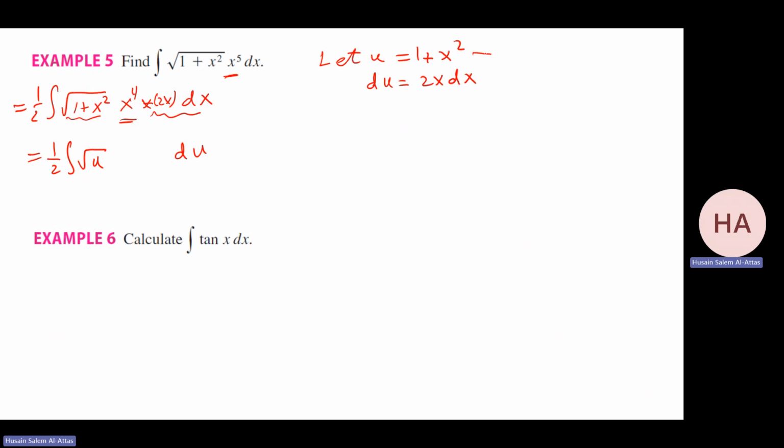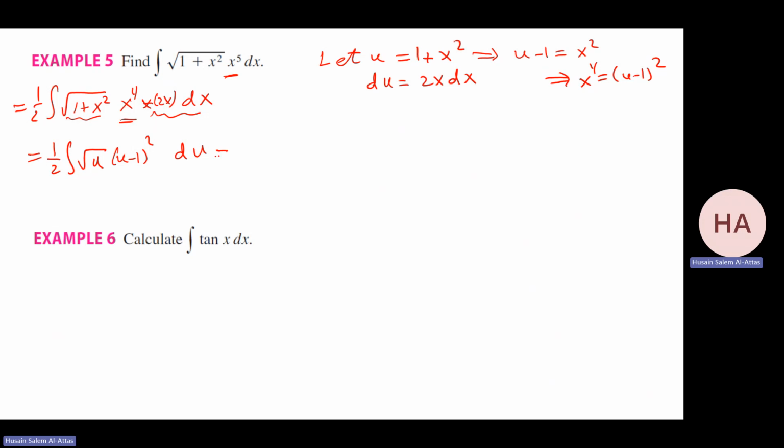Okay. From this one, I have u minus 1 is x squared. That means x to the power 4 will be u minus 1 squared. So now I change everything in terms of u. That will give me u minus 1 squared. So now I change all the integrals into u.